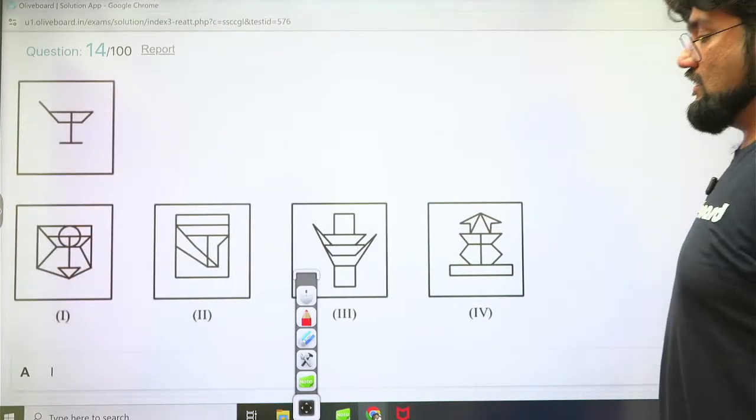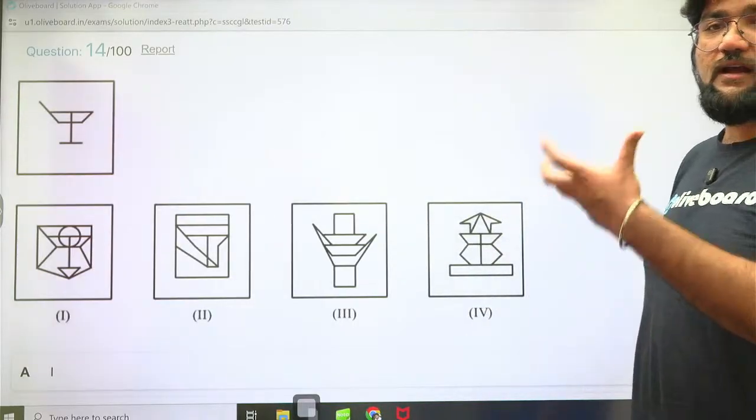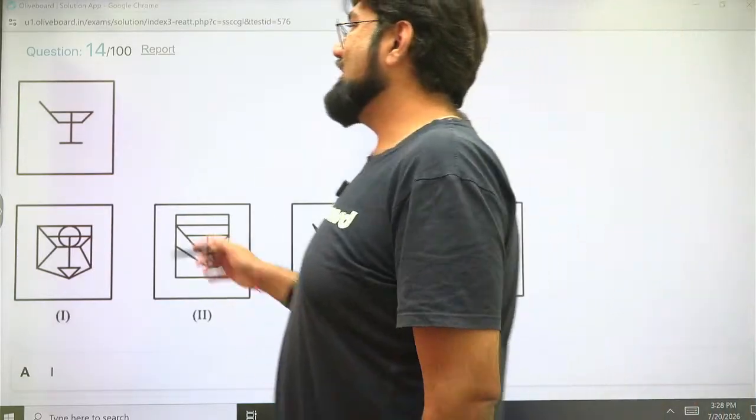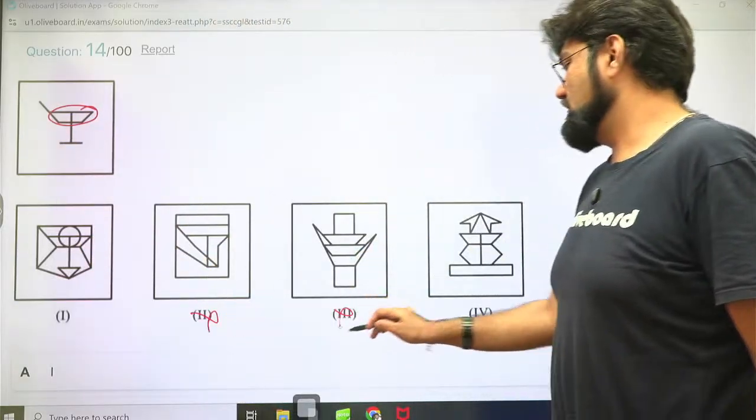Embedded figures. See, in these cases, elimination always works better than picking up the exact figure. So we look at the elements. We look at the trapezium in the middle first. It's here. It's not here. Delete. Not here. Delete. It's here.